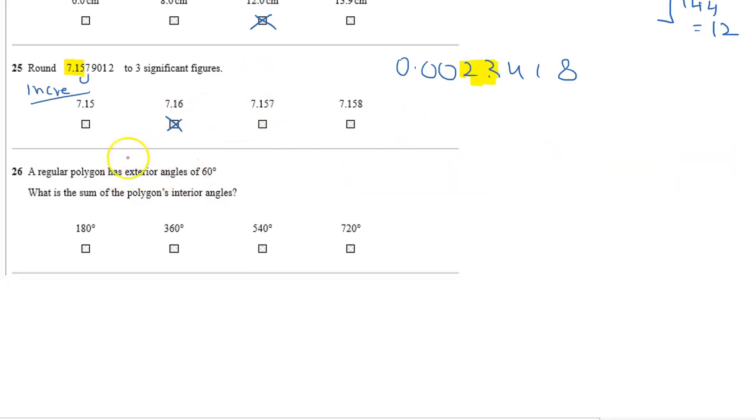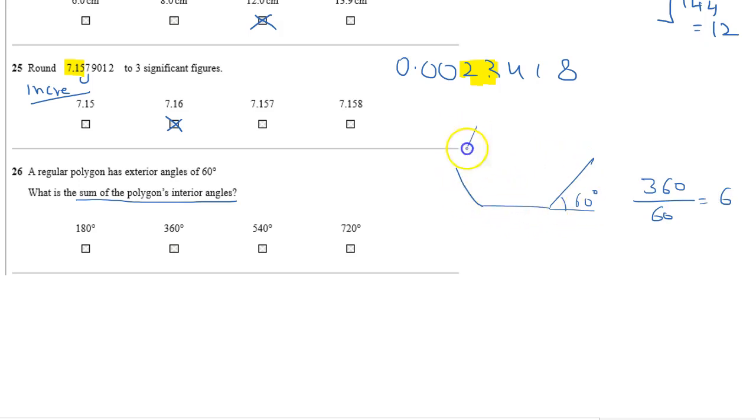A regular polygon. Question 26. A regular polygon has an exterior angle of 60 degrees. What is the sum of the polygon's interior angles? We know that the sum of the exterior angles is 360. So 360 divided by 60 is 6. So this polygon has 6 sides.